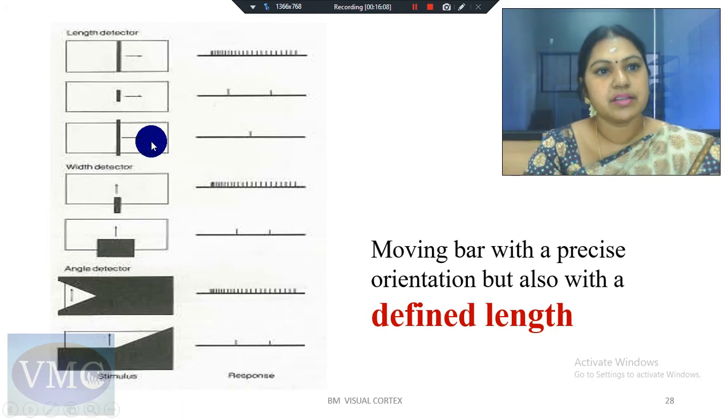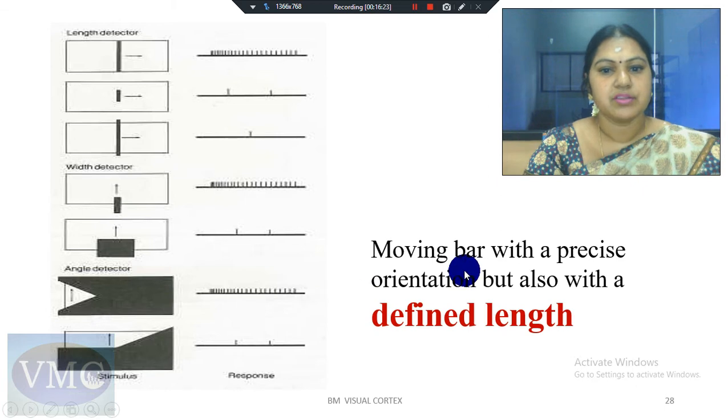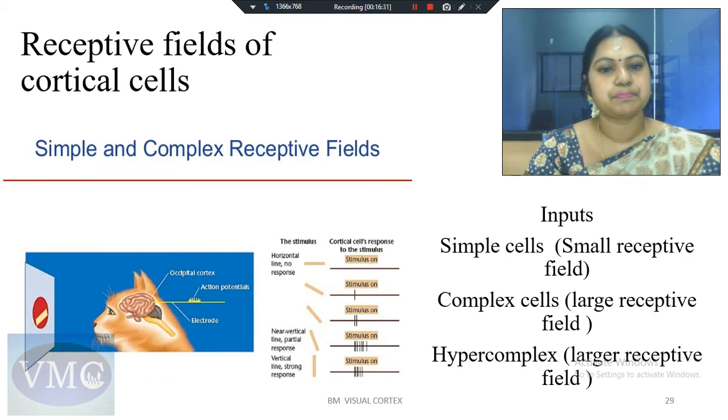So here you can see the length detector is there. If it is of a particular length, then it stimulates. A smaller length, no stimulation. A longer length, no stimulation. Also width is detected, as well as angle. So a moving bar with a precise orientation but also with a definite length is being recognized by your hypercomplex cells.